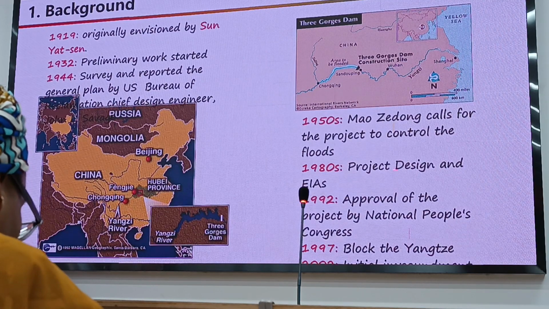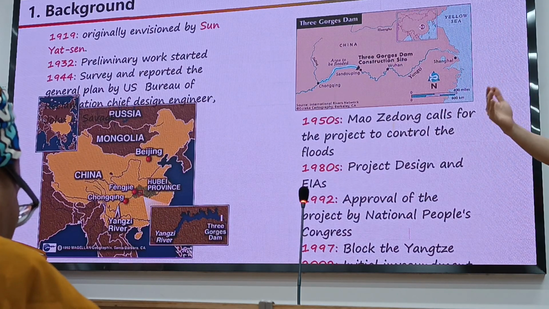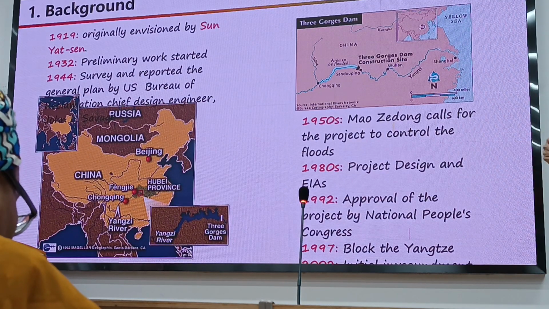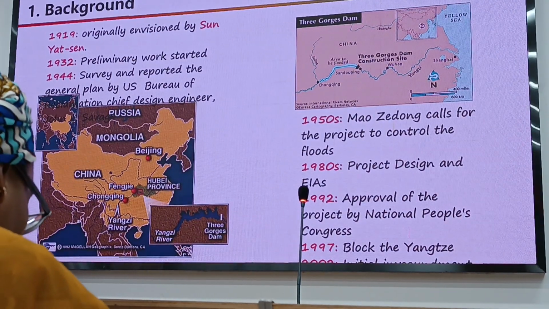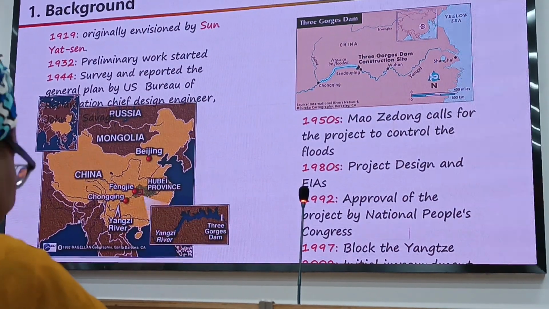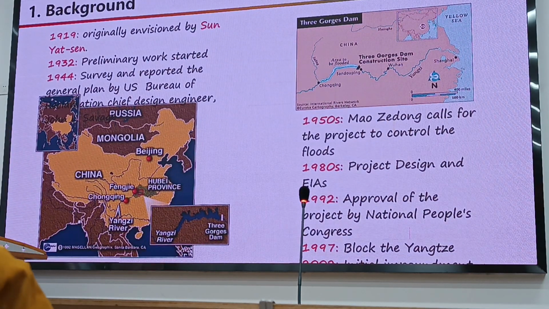And then the project started the design and the EIA, environmental impact assessment. During that time, there were two groups in China. One was from the Ministry of Hydropower Engineering, and the other was the Chinese Academy of Sciences. Two independent groups of scientists did the EIA, environmental impact assessment, and also separately did the feasibility report of the Three Gorges Dam. And it took about tens of years.